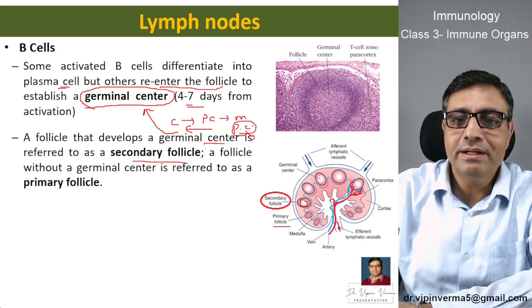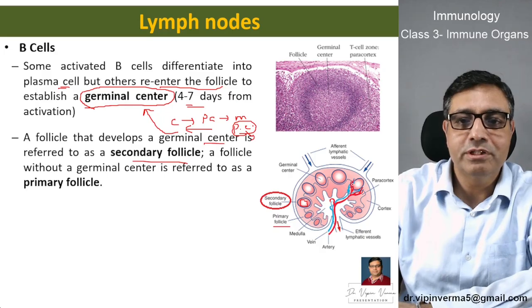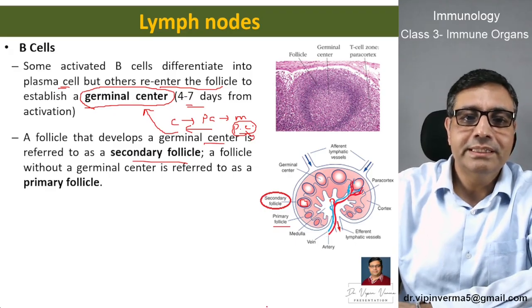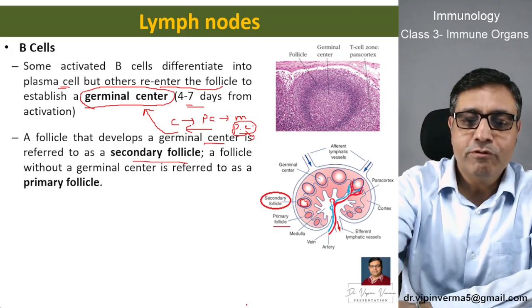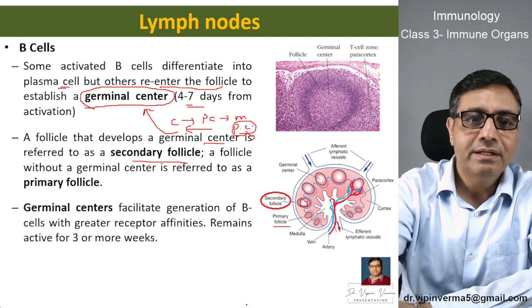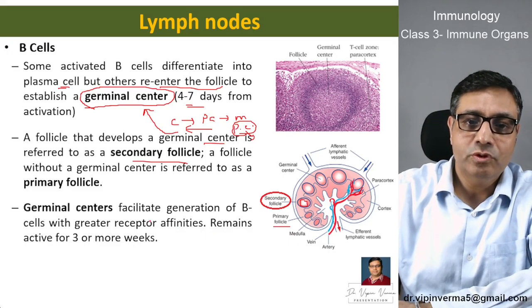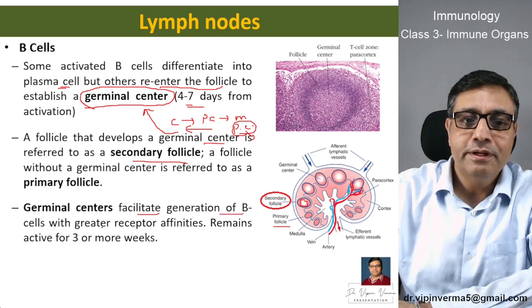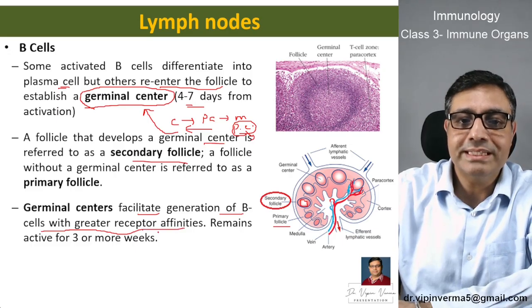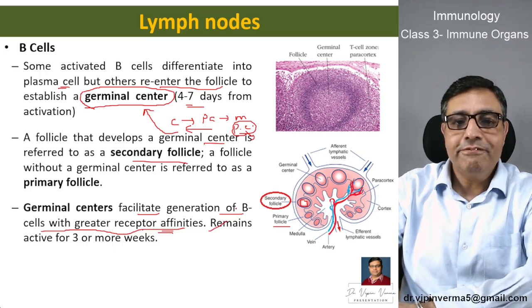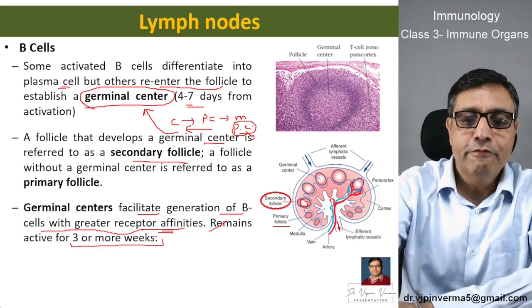And then after some time, when things are over and the immune response is down, this germinal center can vanish. So when a germinal center comes up in the primary follicle, it makes the primary follicle a secondary follicle. So why do we need these germinal centers? Germinal centers facilitate the generation of B cells with greater receptor affinities, so that more different kinds of antigens can be bound. It remains active for 3 or more weeks.